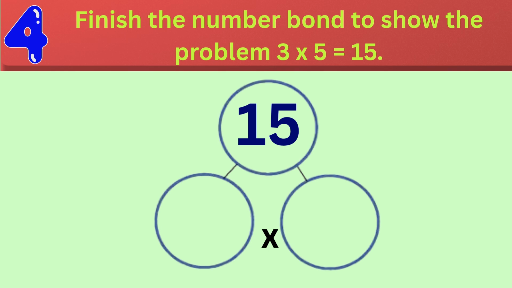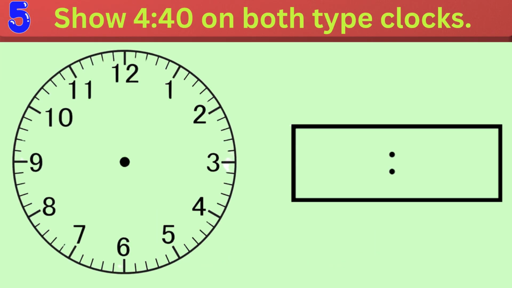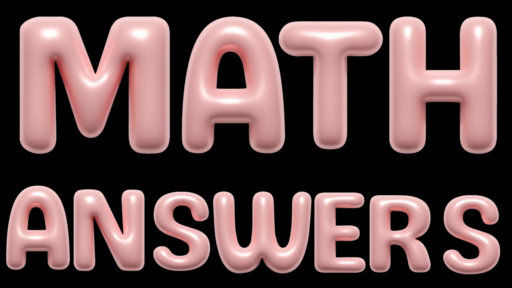Number 4, finish the number bond to show the problem 3 times 5 equals 15. Number 5, draw and show 4:40 on both types of clocks. Now let's check your math answers for day 1.